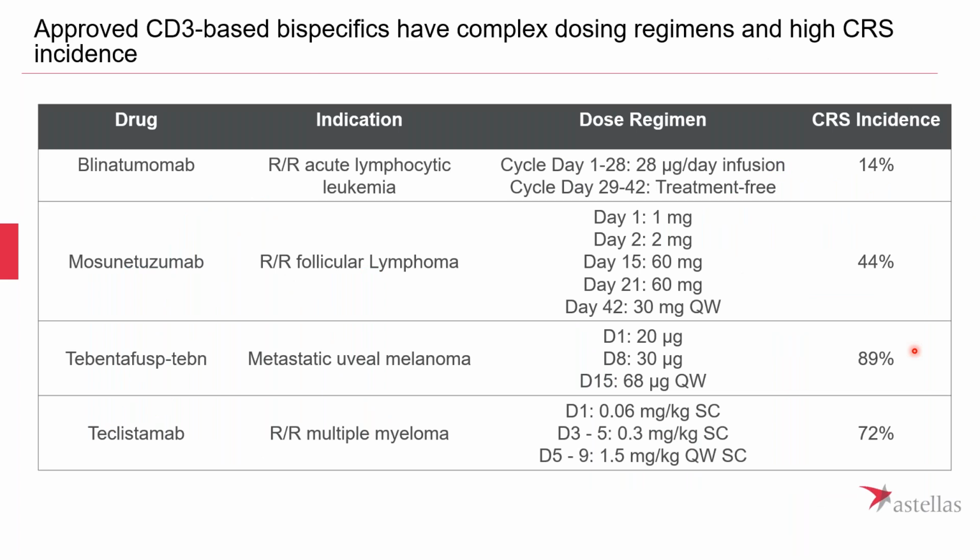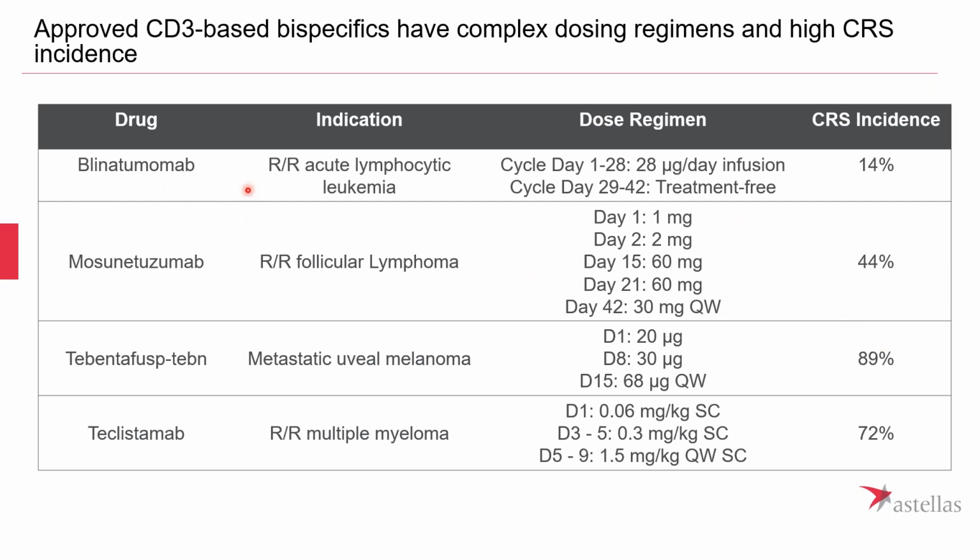And so looking at some of the approved CD3-based bispecifics that are currently on the market, this slide highlights 4 of them that are currently approved. And there's a lot of information on this slide, but the 2 things that I really want to get across are, first, that all 4 of these approved CD3-based bispecifics have pretty complicated dose regimens, and none of them look similar to one another. And secondly, all of these CD3-based bispecifics have seen CRS incidents across their clinical trials. So let me just pick on a couple to give you an idea of what this looks like.